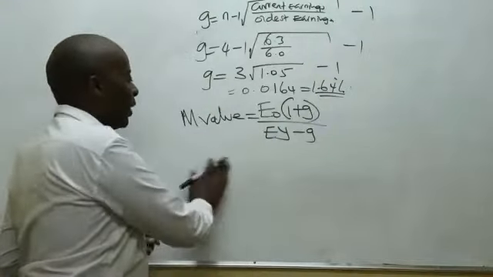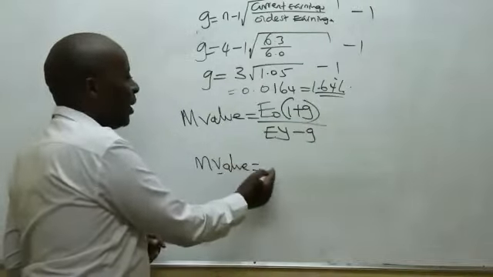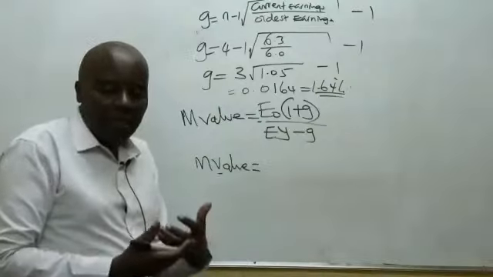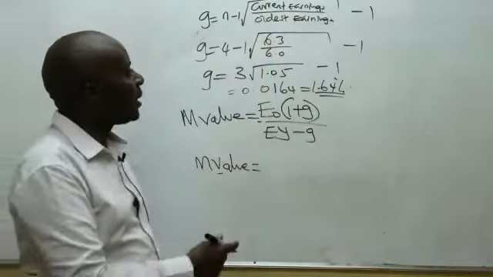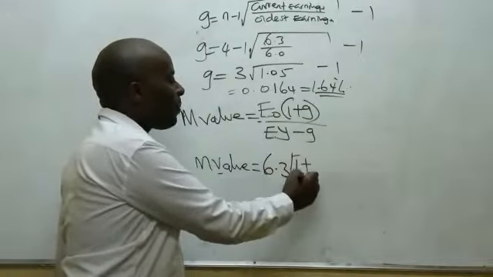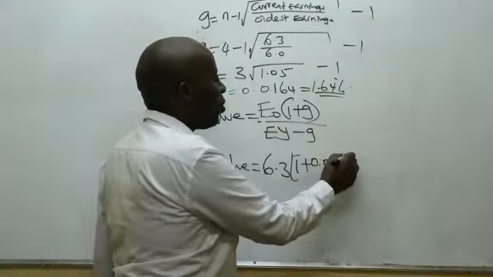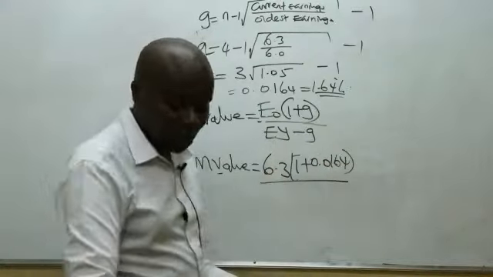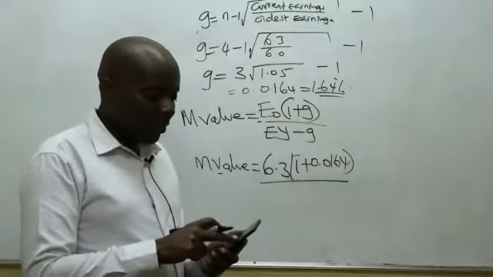Come and give us the market value. Our market value will be equal to our current earnings, our most recent earnings, which are 6.3, into 1 plus the growth rate, which is 0.0164, all over the earnings yield given in the question. What is the earnings yield given in the question?